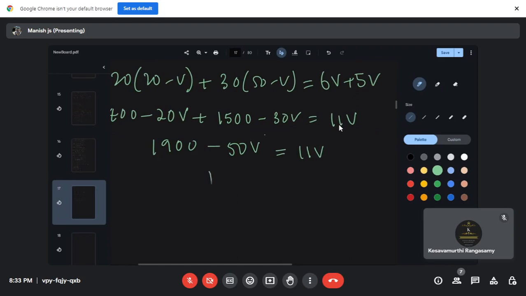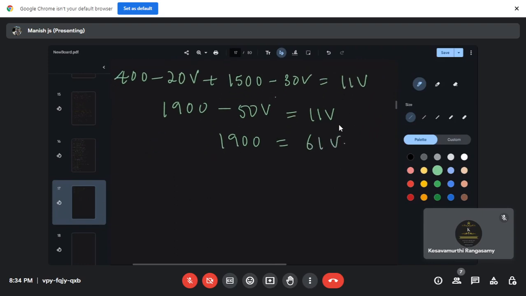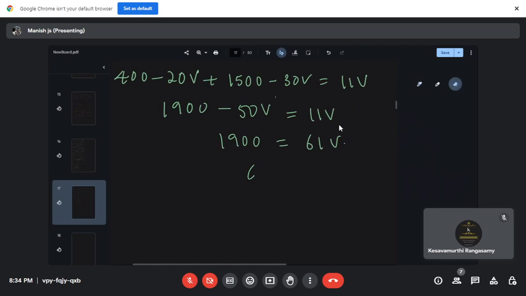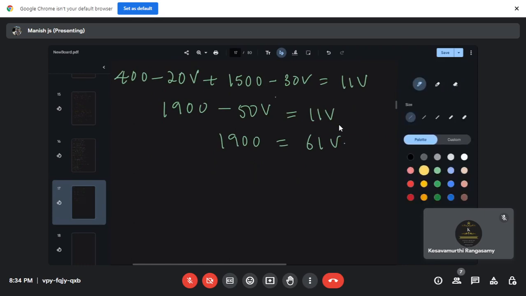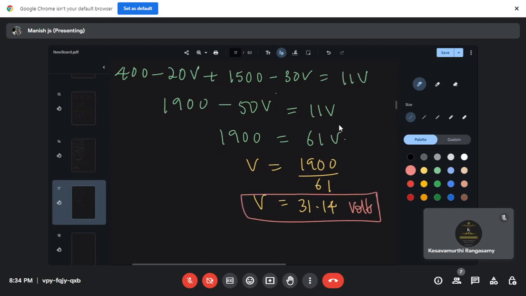So minus 50V can be taken that side. 1900 is equal to 50 plus 11, how much is that? 61V, right? So V is equal to 1900 divided by 61. Find out the value. You should get it in decimals. How much are you getting? 31 point something. 31.14 volts. Okay, so this is the value of potential.